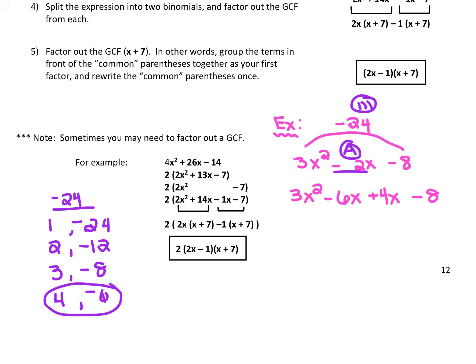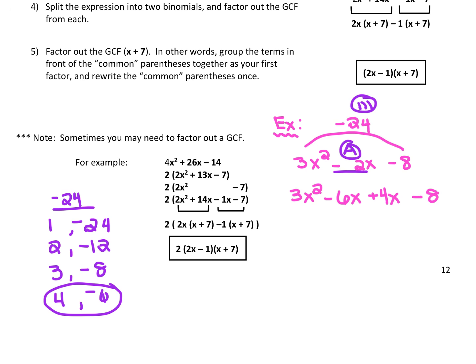Okay, and I just want to explain, the reason why we're allowed to go from here to here is because technically these two expressions are equivalent. I have the 3x squared, I have the -8, and if I did combine my like terms, isn't -6x and +4x equal to -2x? Okay, so these are equivalent.